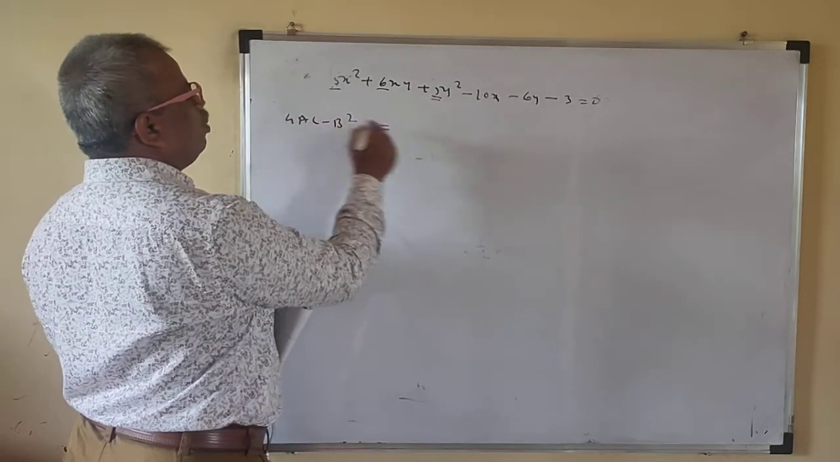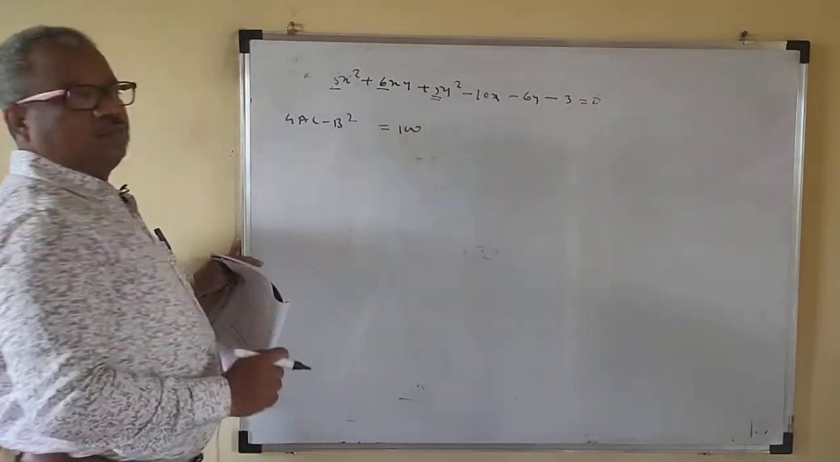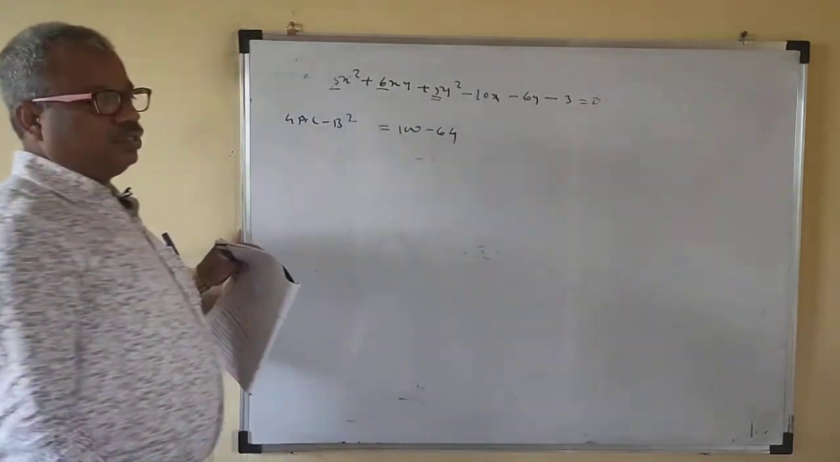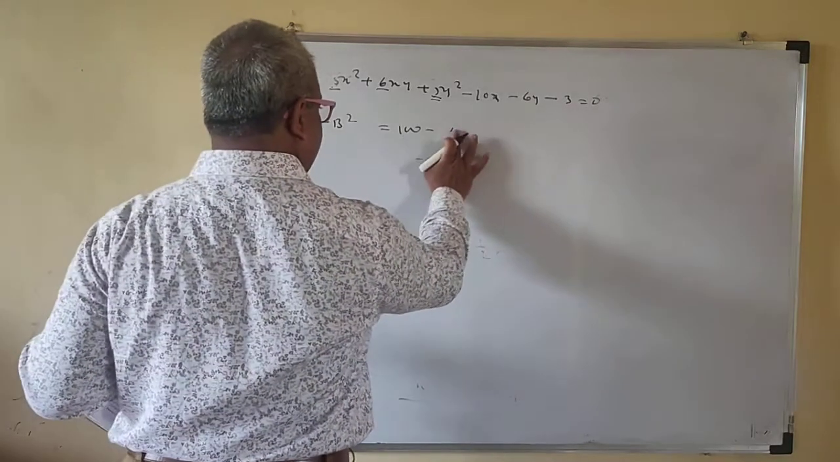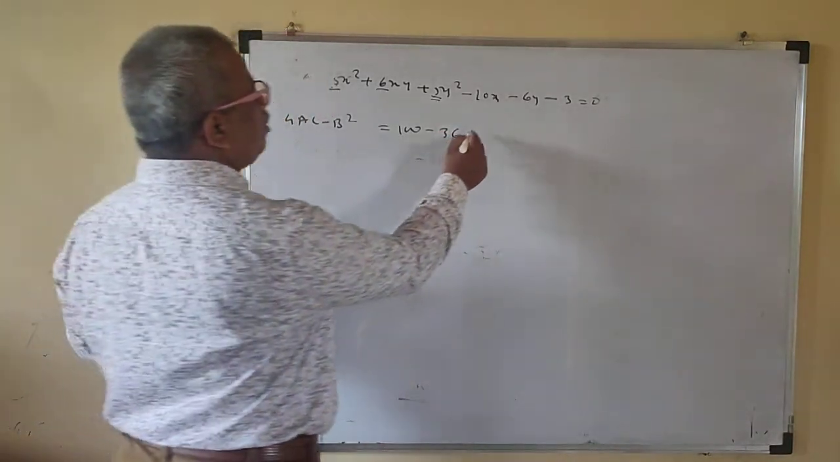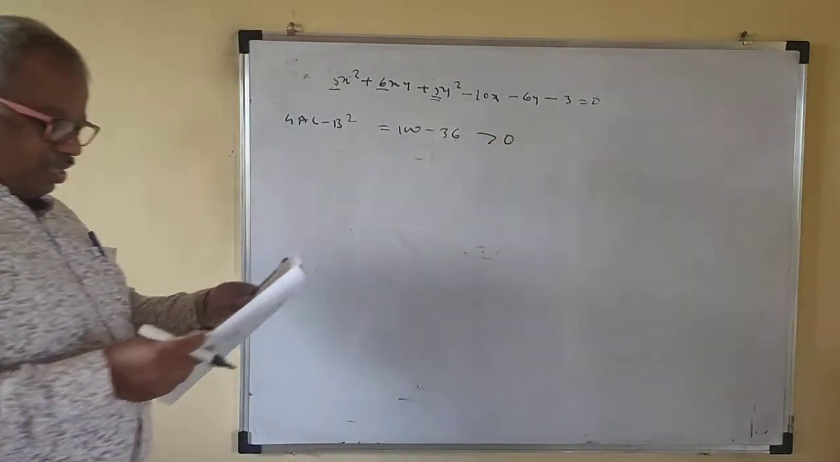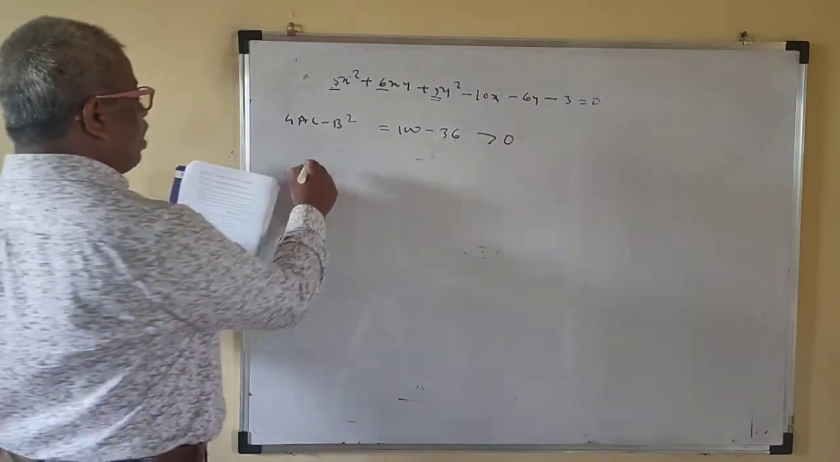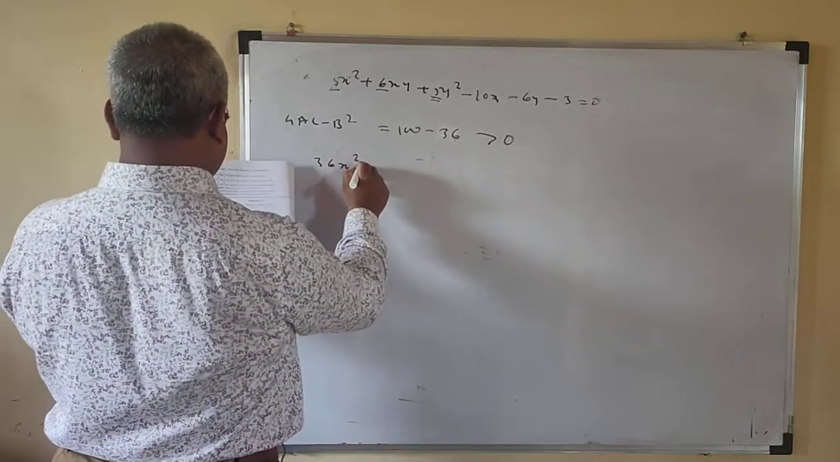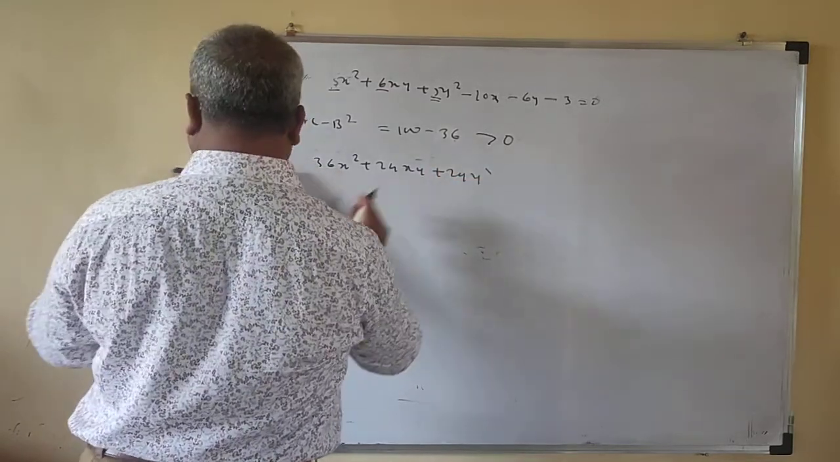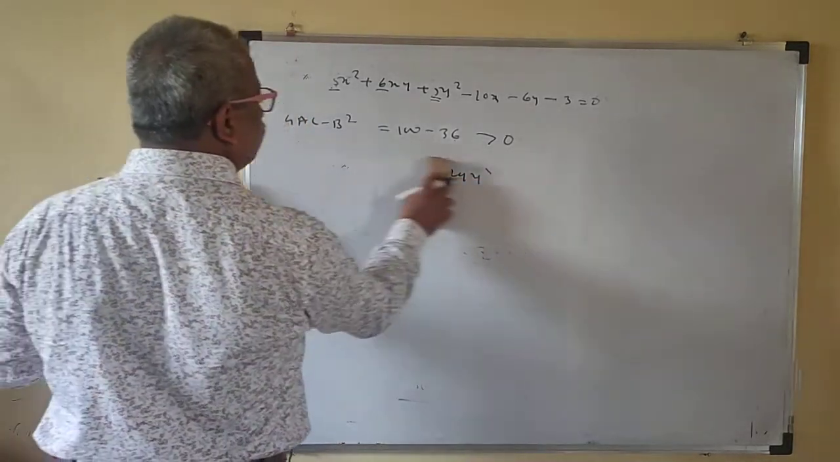So 25 into 4 is 100 minus 36. So this is positive. That means it is an ellipse. Suppose we have this equation 36x² + 24xy + 29y². This is very complicated actually, so we leave this.